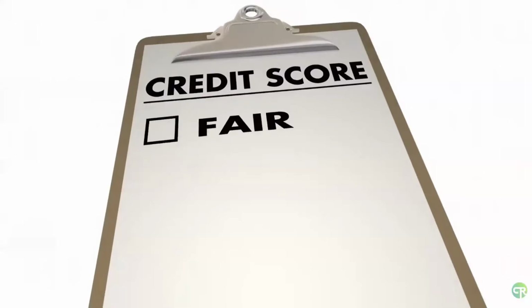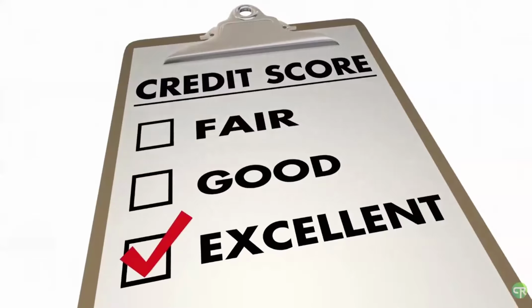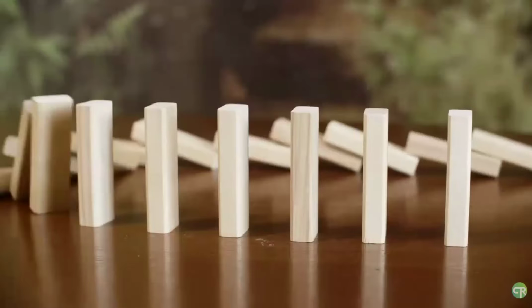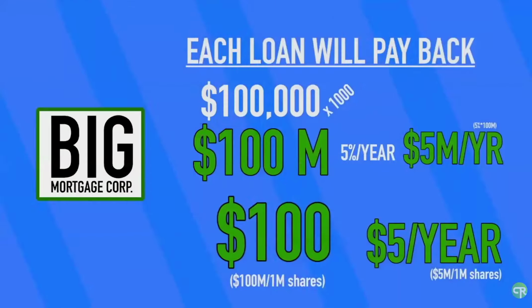Companies get credit ratings from credit rating agencies like Moody's and Standard & Poor's. Side note, these companies were also one of the main reasons for the 2008 financial collapse, something we talked about in our video on mortgage-backed securities, linked right here.